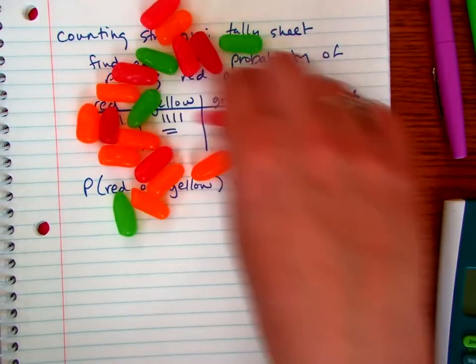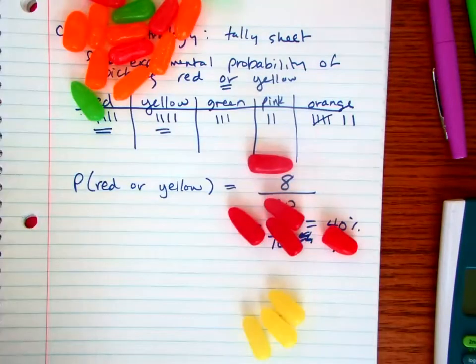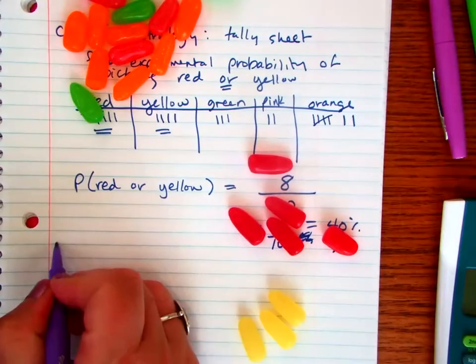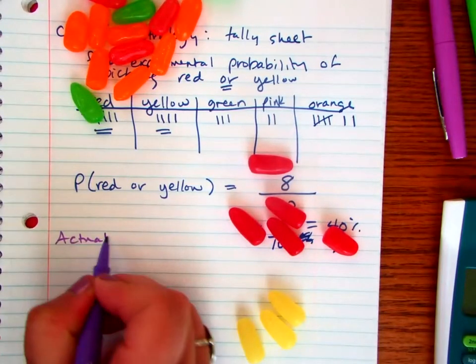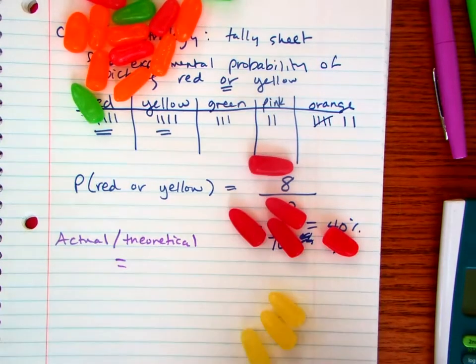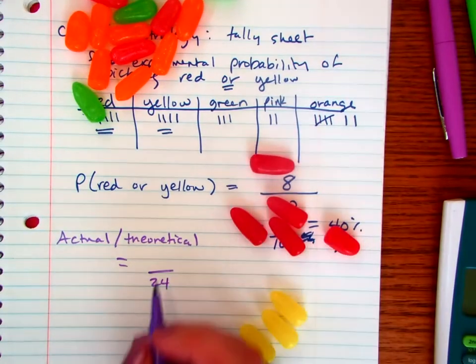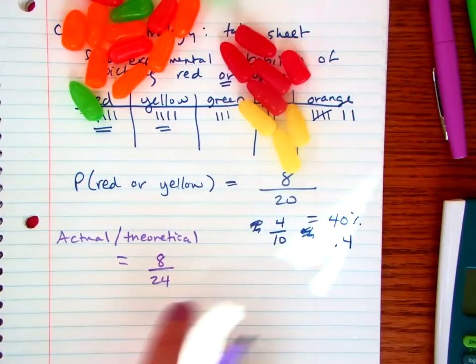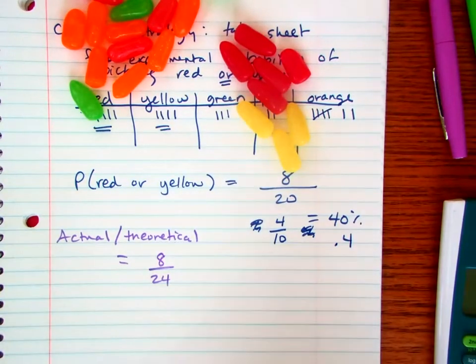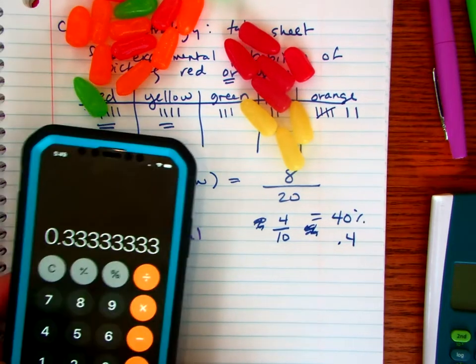The actual red or yellow, so the actual probability, or, well, I really shouldn't call it actual, it's the theoretical probability, would have been out of 24, 1, 2, 3, 4, 5, 6, 7, 8, 8 out of 24. So you'll notice we weren't exactly accurate there because the actual probability was a little bit higher. 8 divided by 24 here is about 33%.